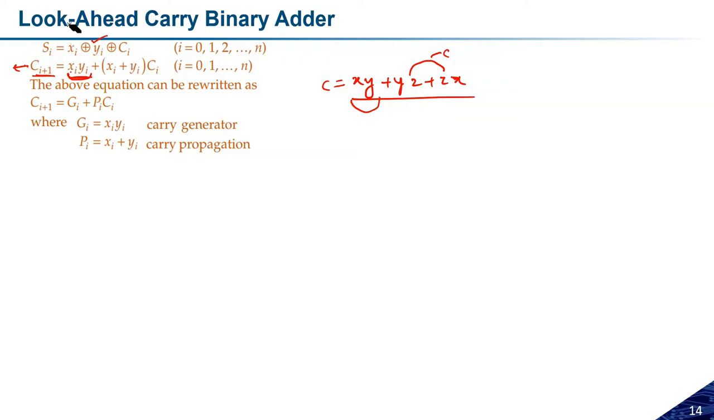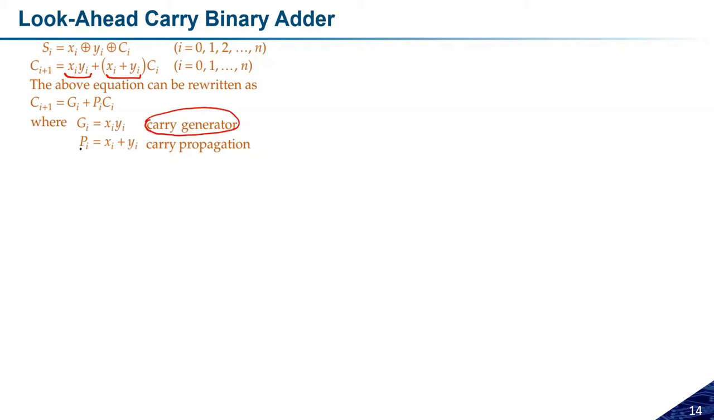So the sum and carry expressions can be written in a generalized way like this. If i is equal to 0, the sum will be x0, y0 and c0, and the carry will be x0y0 plus x0c0 plus y0c0, which gives you c1. So this is the generalized formula for sum and carry. Now let us simplify by taking some components out. Here we have one component xi yi, and the second component xi plus yi. I consider xi yi as the carry generator, and pi as the carry propagation. So we are considering two different variables.